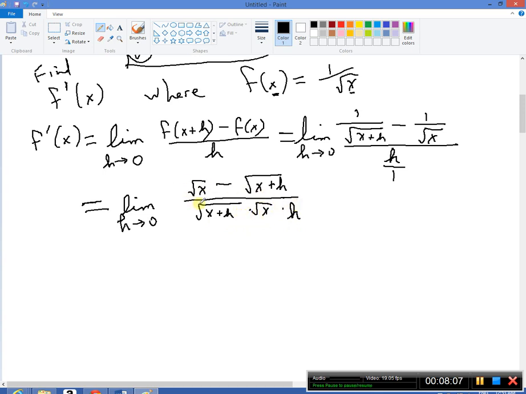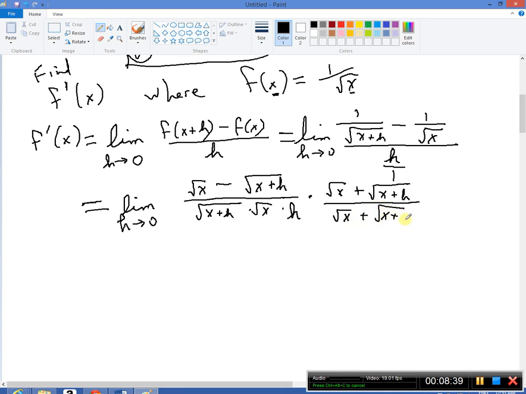Okay, how do I deal with this? It's still a 0 over 0 because this h is making the bottom 0, and here that h is going to 0, so we've got square root of x minus square root of x. Well, here's where we need that other trick where I'm going to multiply by the conjugate. So I multiply by the square root of x plus the square root of x plus h. And of course, if I do it to the top, I have to also do it to the bottom, or else I would change the problem.